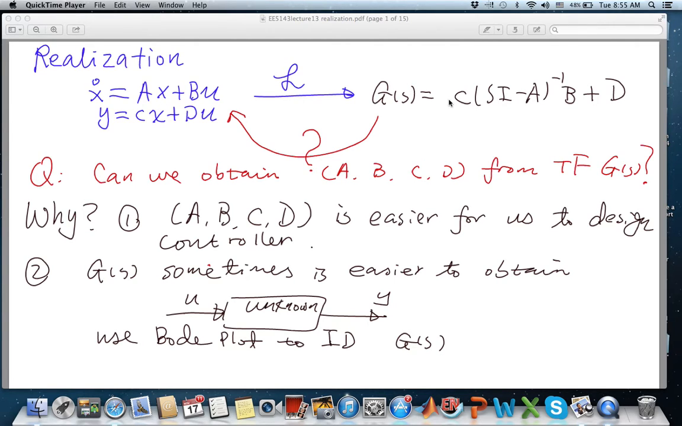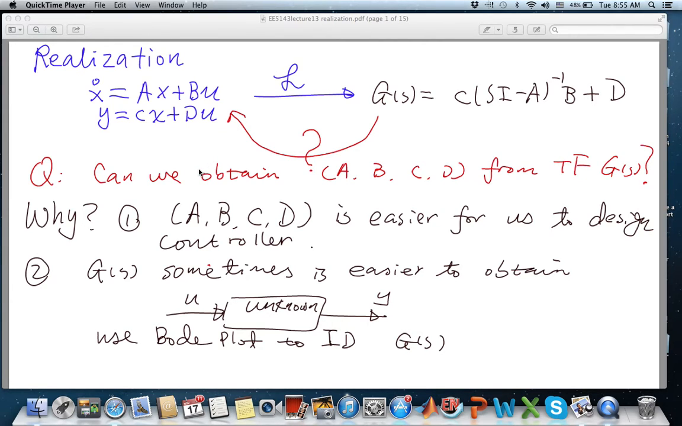However, normally we're facing another problem, which is if we know the transfer function of the system, is it possible for us to find a state space representation, which is a backward problem? Okay, we call this problem the realization problem.